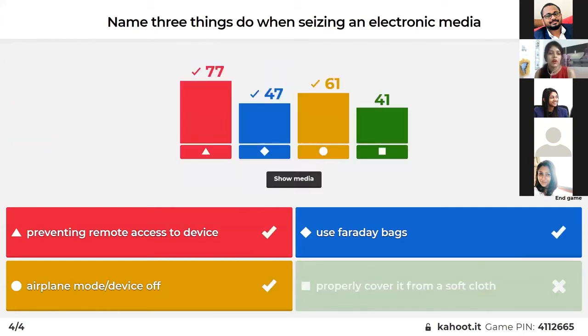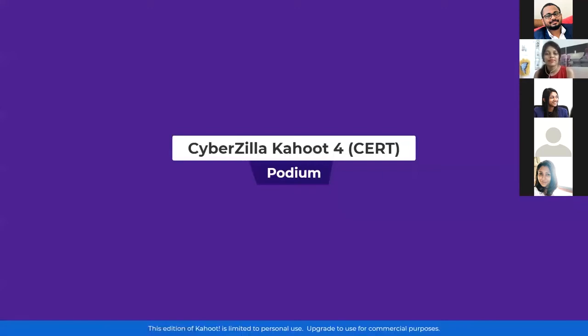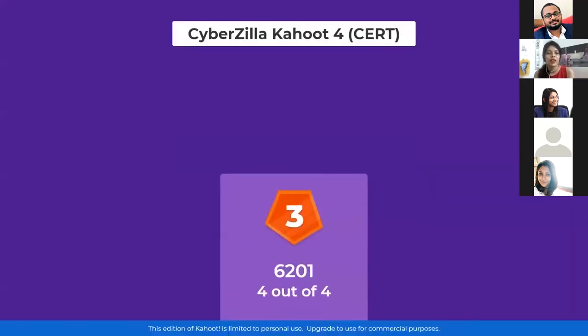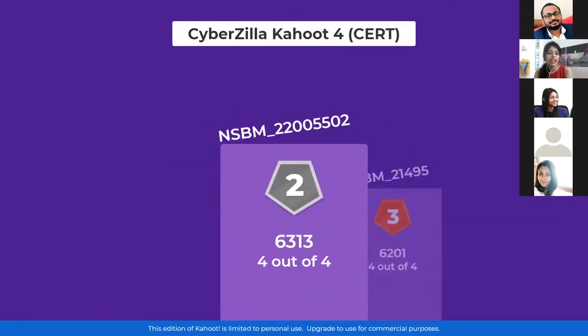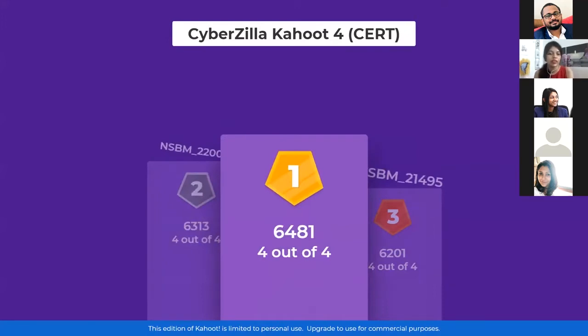And there we go. The correct answers are answer red, answer blue, and answer yellow. And only answer green is the wrong answer. So let's see who is the winner of the quiz now. The Cyberzilla Kahoot third place is taken by NSBM 21495. Second place goes to NSBM 22005, whatever it is.